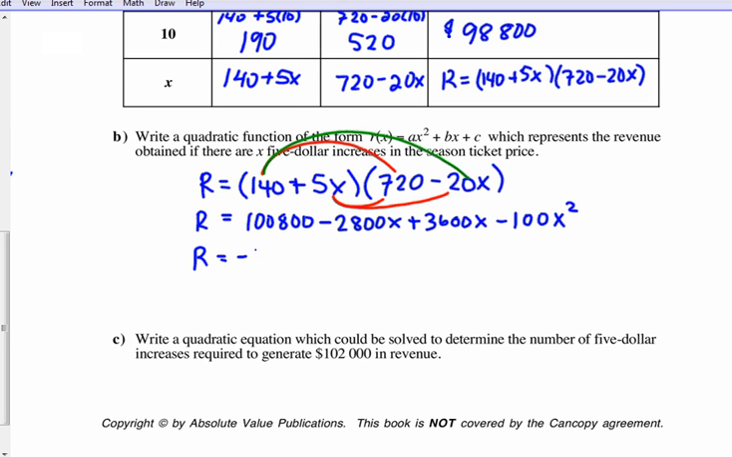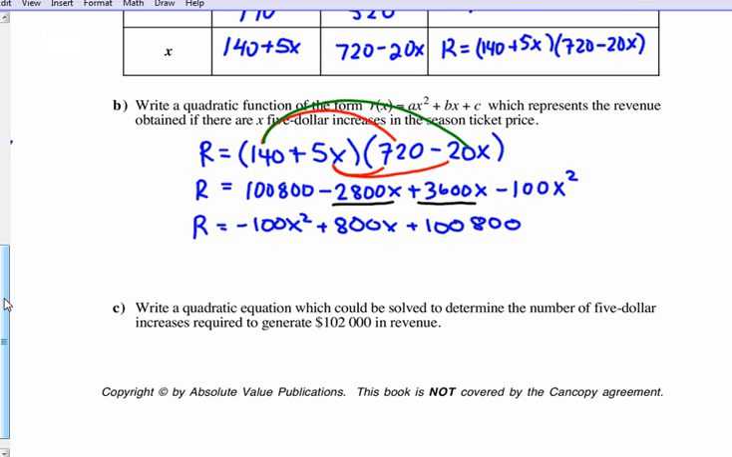rearrange it. Negative 100x squared. What's negative 2800 plus 3600? Plus 800. We just write the x squared in the front. Right? Then the x. These are the like terms. Then 5 times negative 20. Okay. And then plus 100,000 and 800. Okay, so there's our equation.